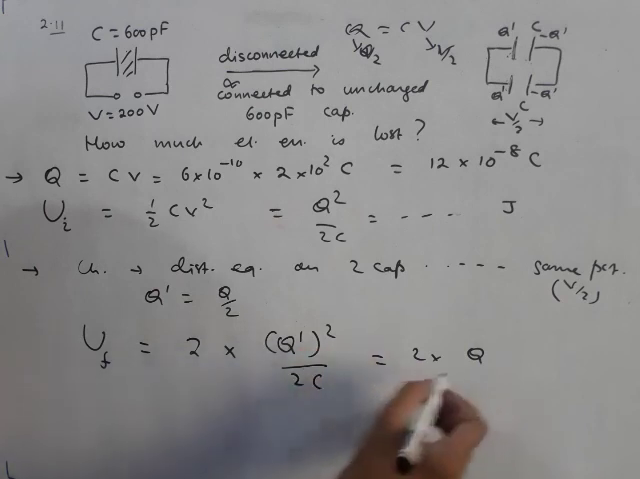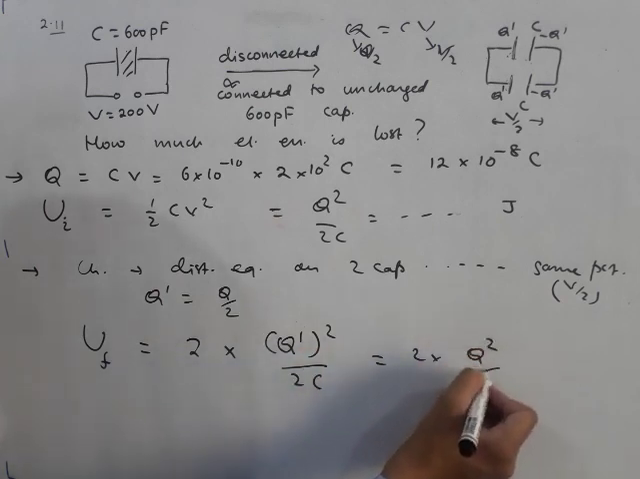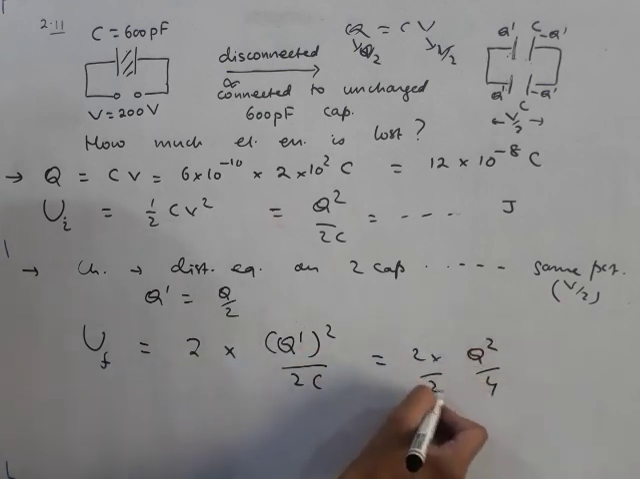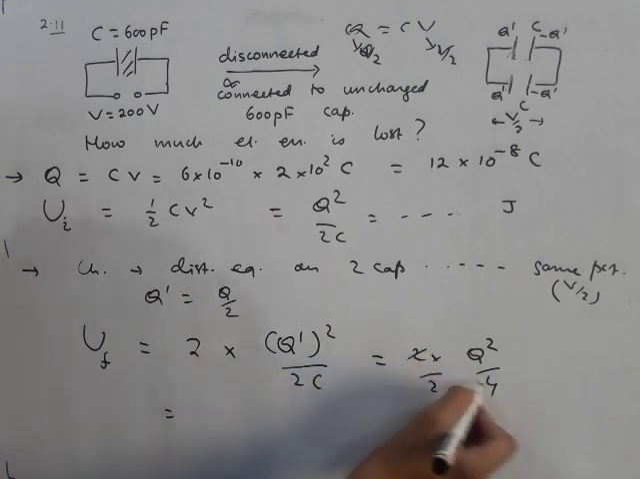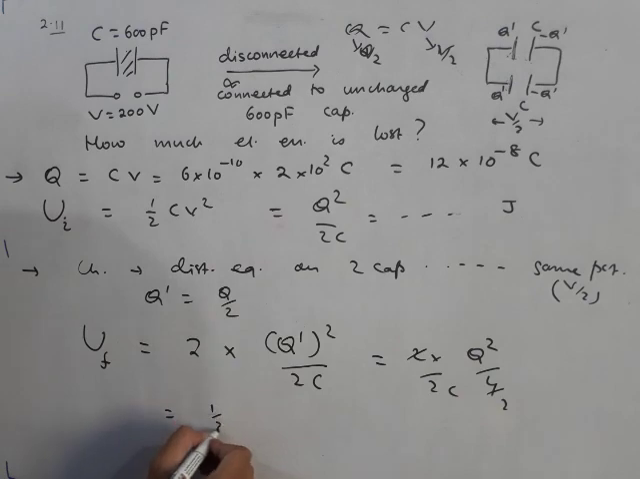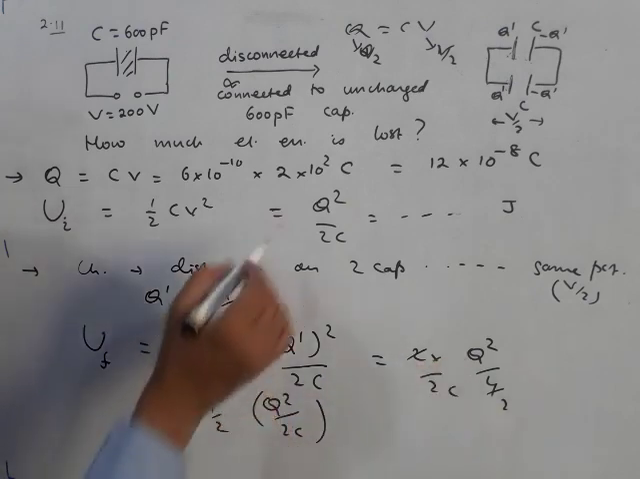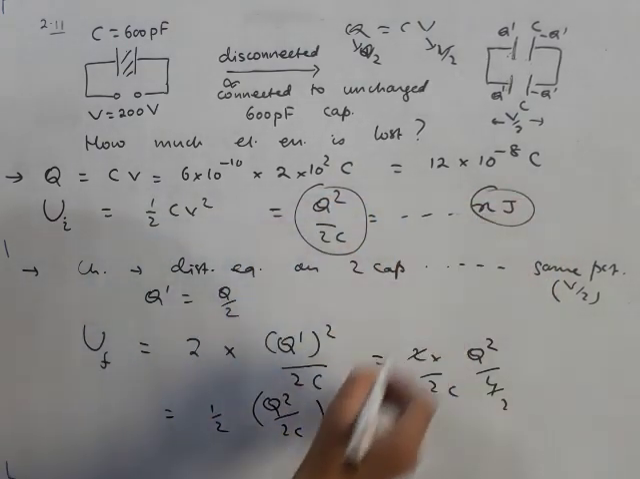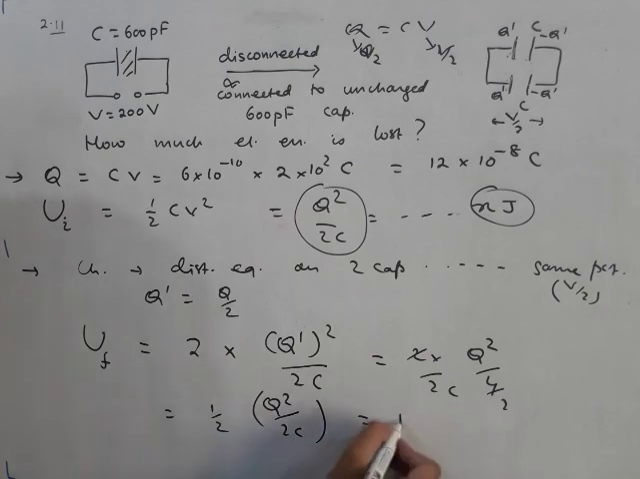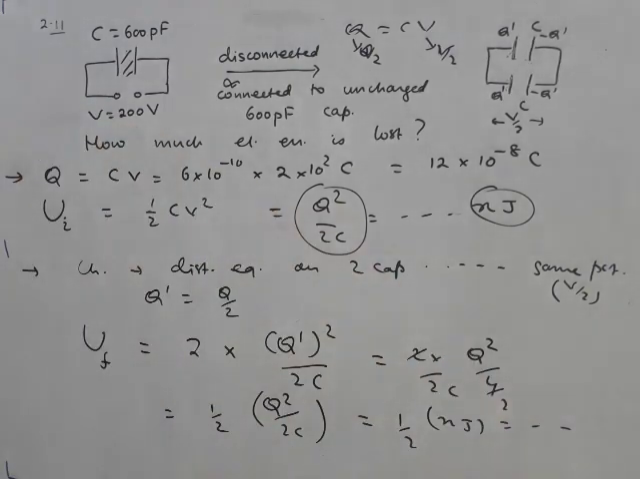So Q dash is Q by 2, so Q by 2 whole square becomes Q square by 4, and this 2C will be there. So this becomes equal to half, I'll take it out, and whatever is left behind, Q square by 2C. Now this Q square by 2C I have already calculated, students. Suppose this answer was x joules. So this will become how much? Half of x joules. Please do the calculations yourself.